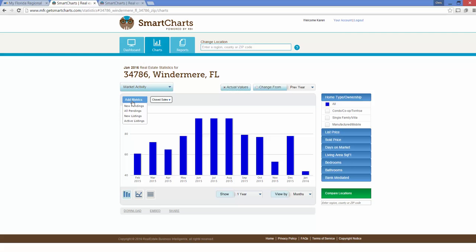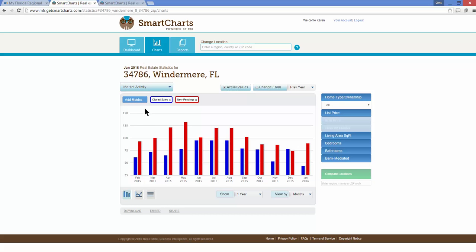And I can add metrics, and I want to map out, well, what's the difference between closed sales and, I don't know, maybe new pendings. So I can look at this. And I can view this as a bar chart. And a bar chart really helps draw my eye. Well, what month had the most sales? Is there a certain high number, a certain low number?